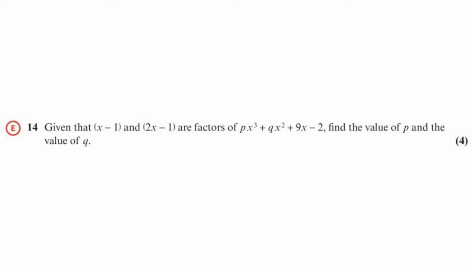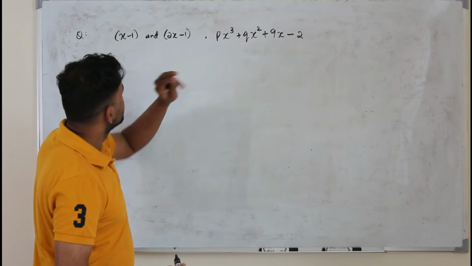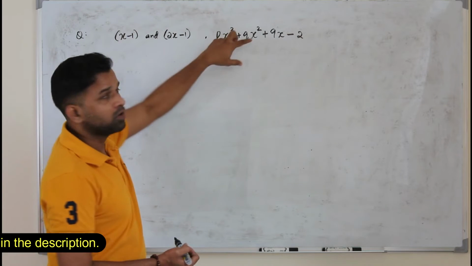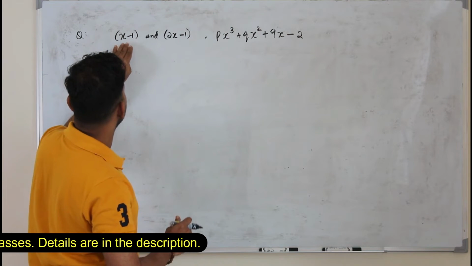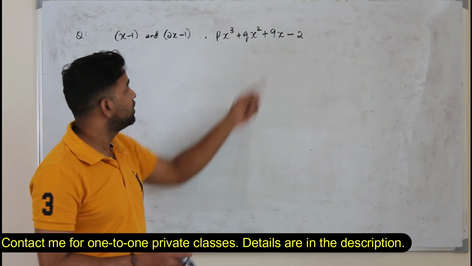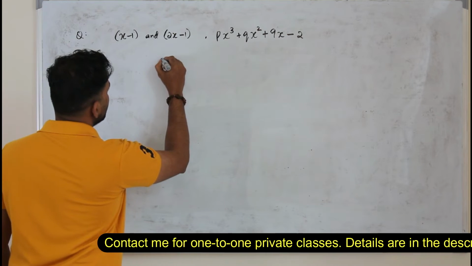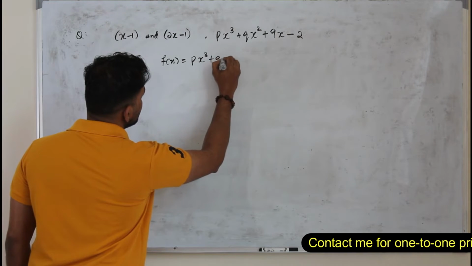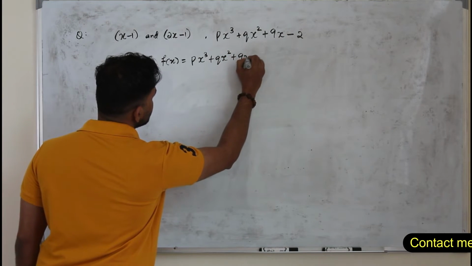Question number 14. Given that x minus 1 and 2x minus 1 are factors of px cube plus qx square plus 9x minus 2, find the value of p and the value of q. Here, you are given a polynomial and two factors of the polynomial. It's mentioned there already. X minus 1 and 2x minus 1 are the factors of this polynomial. So if you take the polynomial as f of x, px cube plus qx square plus 9x minus 2.